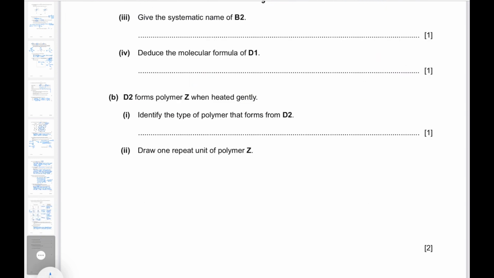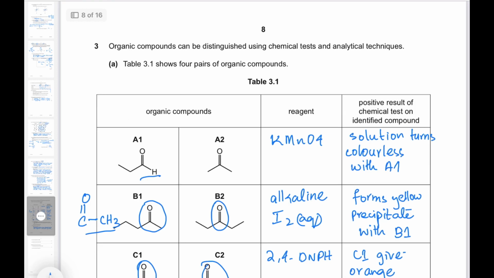Part 3, give the systematic name of B2. B2 over here is a ketone. You've got 1, 2, 3, 4 and 5 carbon atoms, and also you've got the carbonyl. The carbonyl carbon is in position 3. So this is pentan-3-one.